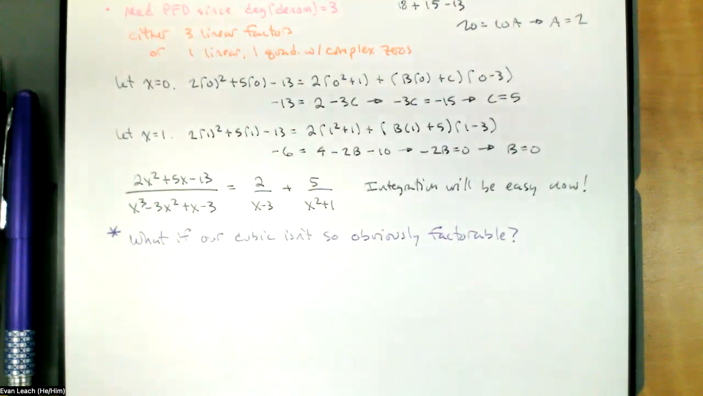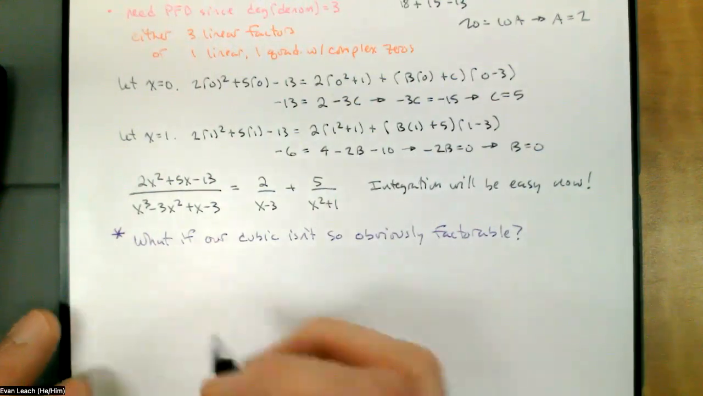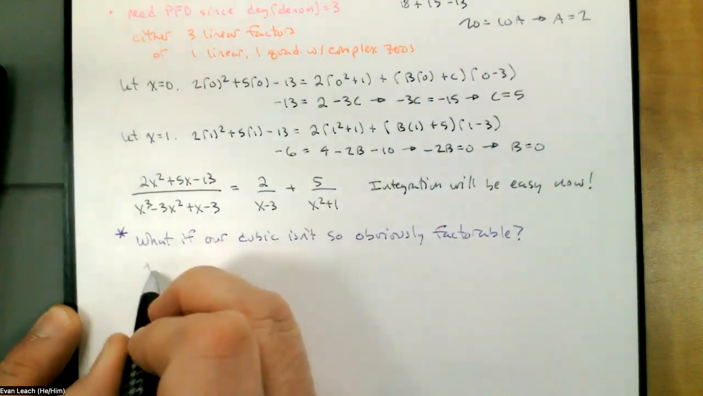So this does raise a question. What if our cubic isn't so obviously factorable? In this case, it was obviously factorable. I'm not talking about the fact that it's factorable. The factors are obvious, because we could clearly just factor this by grouping.